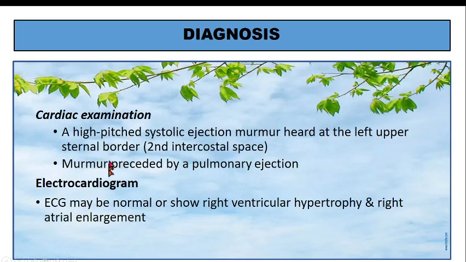And how to do the diagnosis? First is cardiac examination. Use a stethoscope or aap examine karenge. Toh aapko kya milega? A high pitched systolic ejection murmur heard at upper left sternal border. Okay, upper left sternal border mein you can hear a high pitched systolic murmur. Okay. Second is murmur preceded by pulmonary ejection. Okay, pulmonary ejection matlab ye pulmonary valve se blood jane ke wahan there will be murmur. Okay, so by using a stethoscope we can do this.